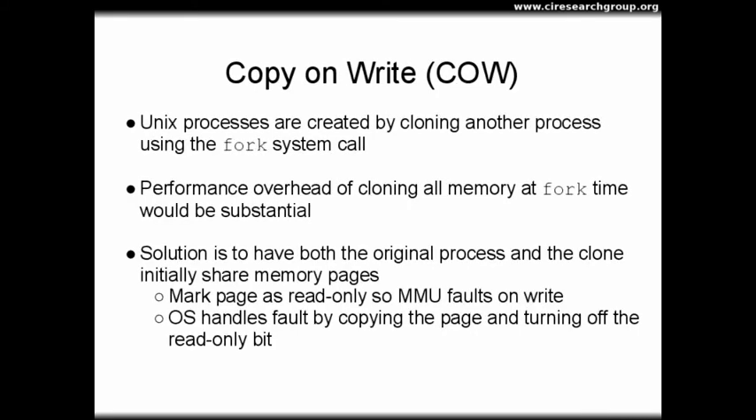While the fetching policy has a high impact on newly started programs, a copy on write approach improves performance whenever a process makes a copy of itself. On Unix-like systems, new processes are created when a running process clones itself with the fork system call. Cloning all memory at fork time could be a slow operation, since a process might be using a large number of pages. Copy on write addresses this performance issue by having the clone initially share the original process's memory pages.